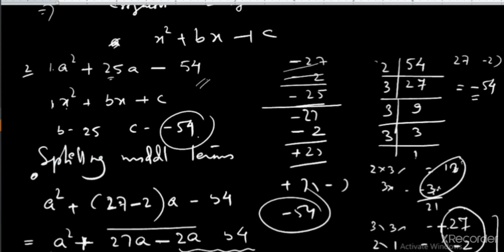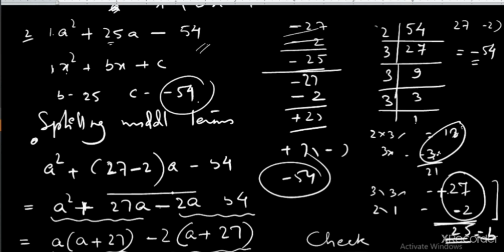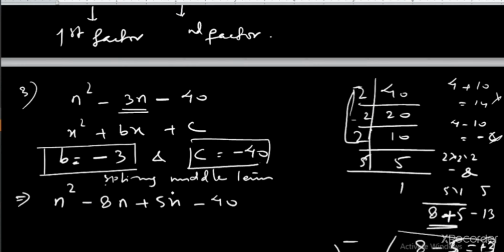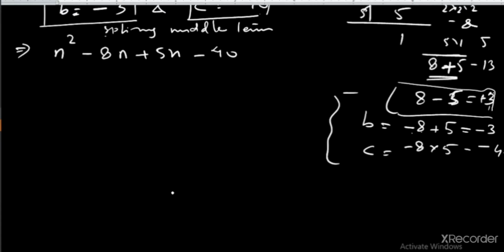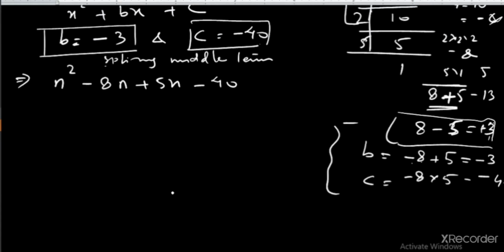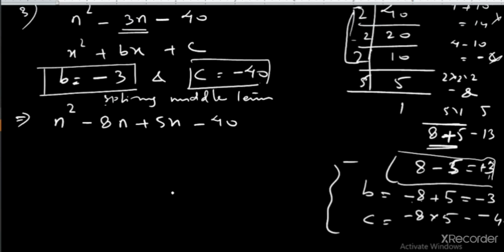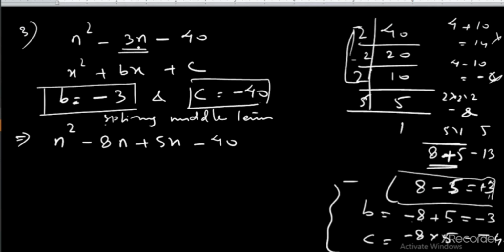This step I have skipped. In one single bracket I have written this directly just after opening the bracket. So don't worry, simply you can split with the variable only. So here what we have done, this is 3n. Instead of writing minus 3n, we have changed this minus 3n into minus 8n plus 5n. It means it is split.